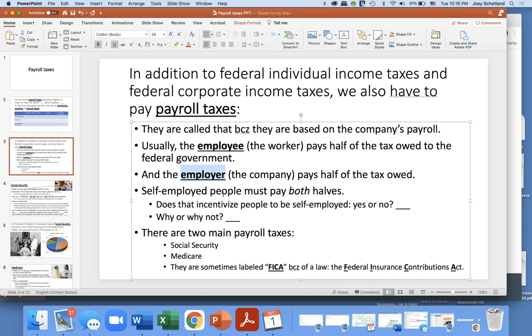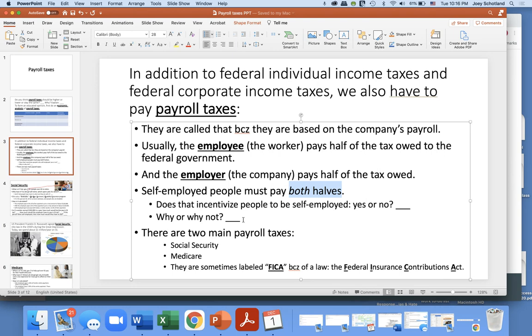Self-employed people, like if you're a self-employed plumber, if you have your own accounting business, if you're a dentist and you have your own business, then you have to pay both halves. If you're self-employed, you work for yourself. Does that incentivize people to be self-employed if you have to pay both halves of the tax? Yes or no? Why or why not?